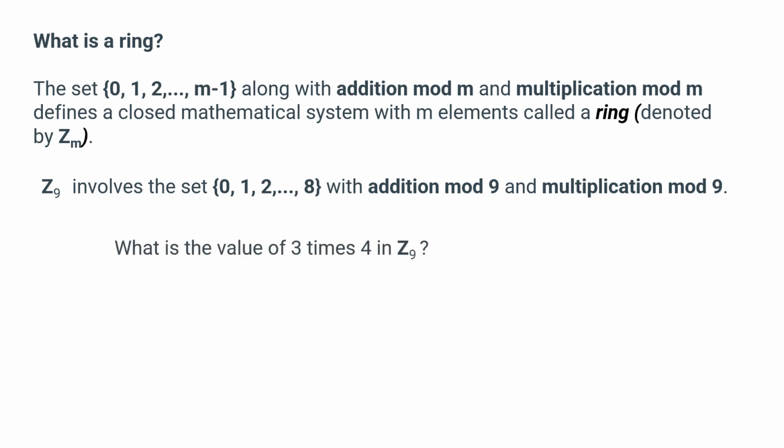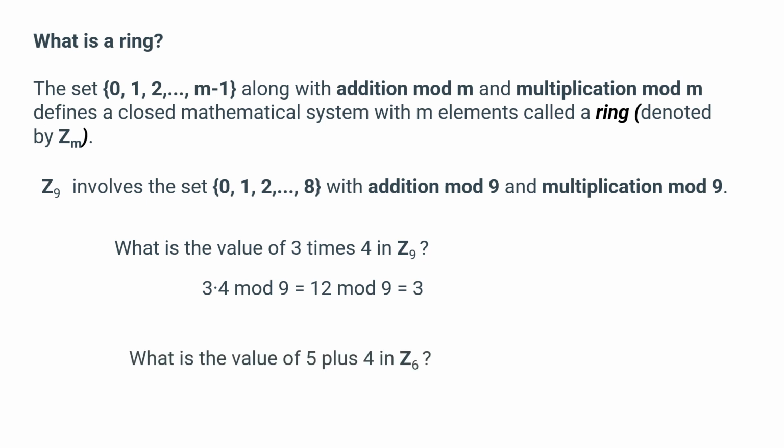So in this case here, what would we say the value of 3 times 4 is in Z sub 9? If we say in Z sub 9, that means we can only use those operators, addition mod 9 or multiplication mod 9. So if I want to take 3 times 4, that means I'm really wanting to take 3 times 4 and then apply mod 9 to it. So 3 times 4 is 12. If we take 12 mod 9, we get a 3. So we would say the answer to this question is 3.